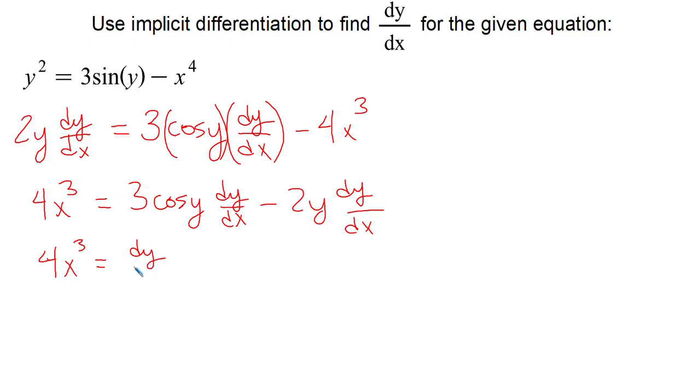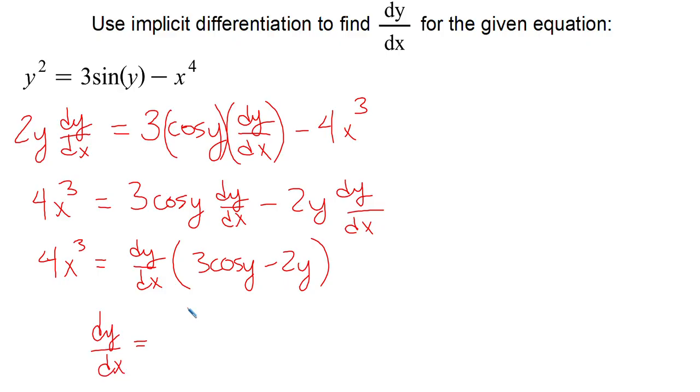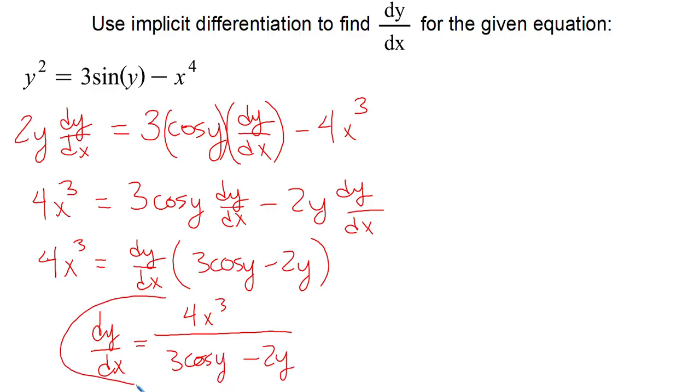So that's why I choose to do this most of the time. We'll factor out the dy dx, leaving us with 3 cosine y minus 2y on the right-hand side. And now we'll divide by 3 cosine y minus 2y. So our final answer is dy dx is equal to 4x cubed divided by 3 cosine y minus 2y.